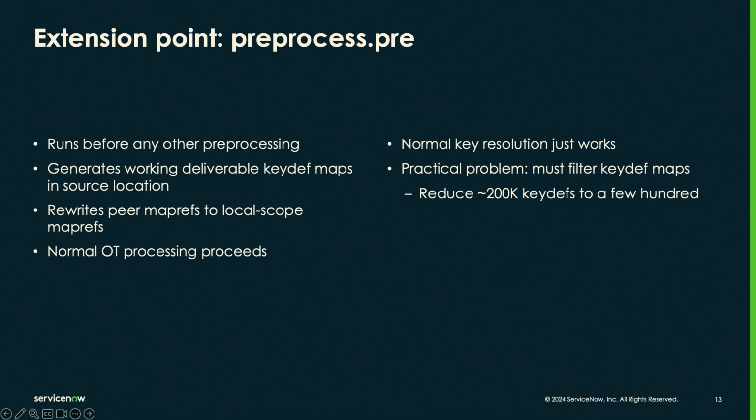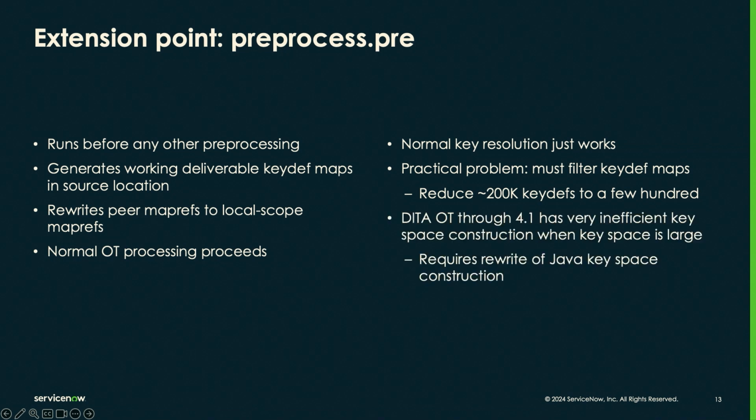So there's somewhere on the order of between 100,000 and 200,000 keys that any map we're processing is going to have defined in its context, and that's too many keys, right? Open Toolkit doesn't do well with that many keys. So what I do is I filter out, as part of the process of copying these delivery key def maps from their main location to the source location where we're going to actually read them, all the keys I don't need.